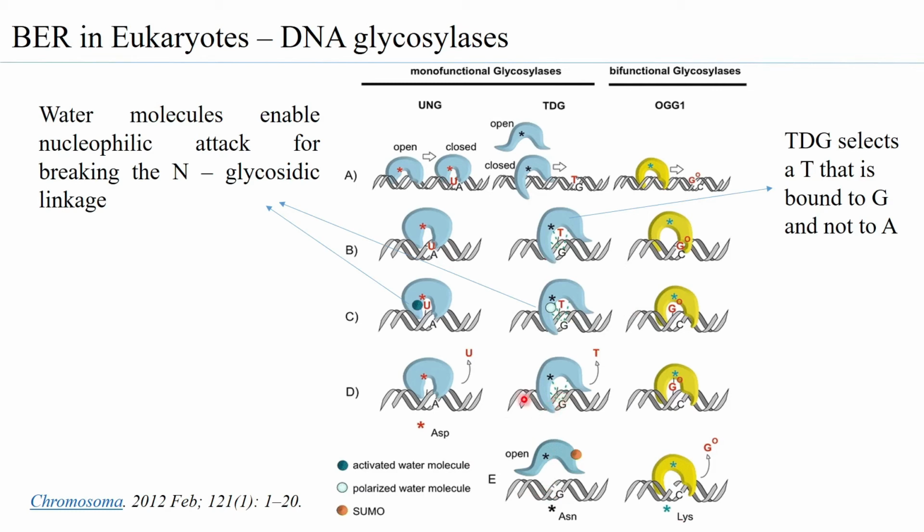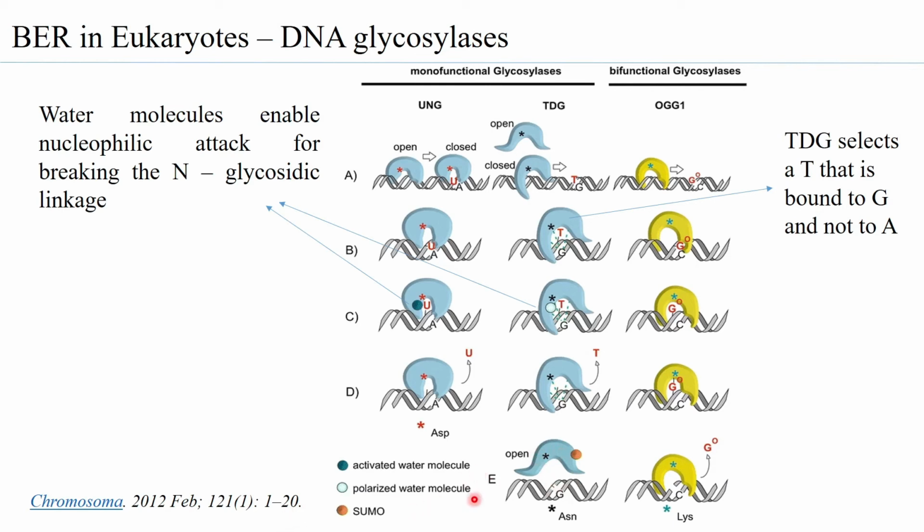and you have an abasic site formed over here. Now, in case of thymine DNA glycosylase, what is observed is once it forms a closed complex, it remains bound to the abasic site as a closed complex. In fact, it has been observed that to an abasic site, the glycosylase binds with higher affinity. And so, in order to remove the thymine DNA glycosylase from the abasic site, to allow further processing of the repair system, a post-translational modification has to be carried out on the thymine DNA glycosylase to change its conformation from closed conformation to open conformation, and only then you have the TDG being released.